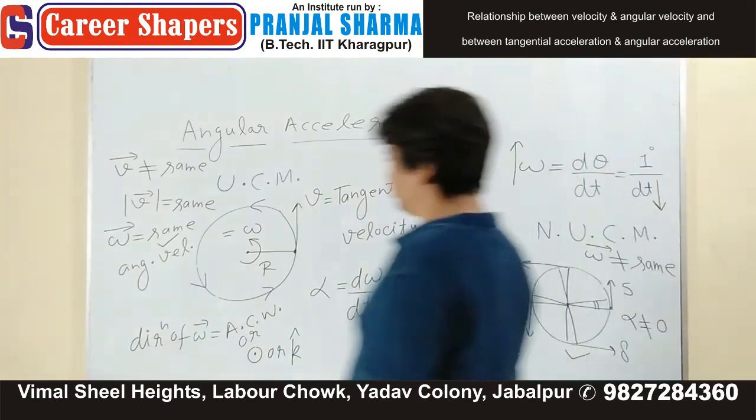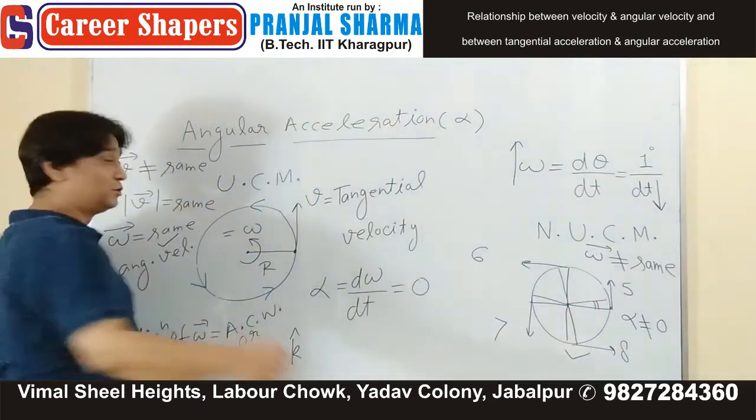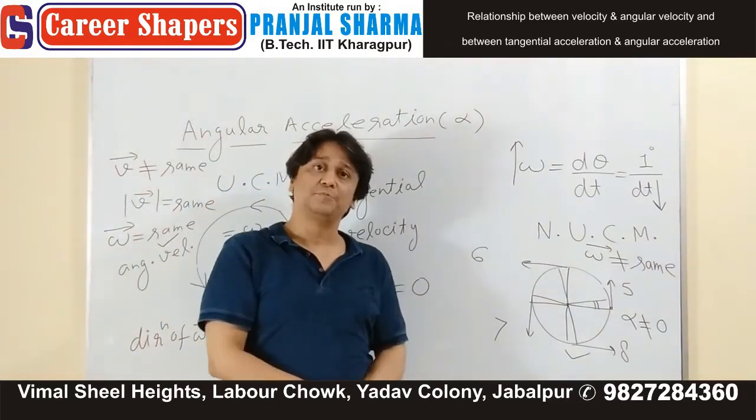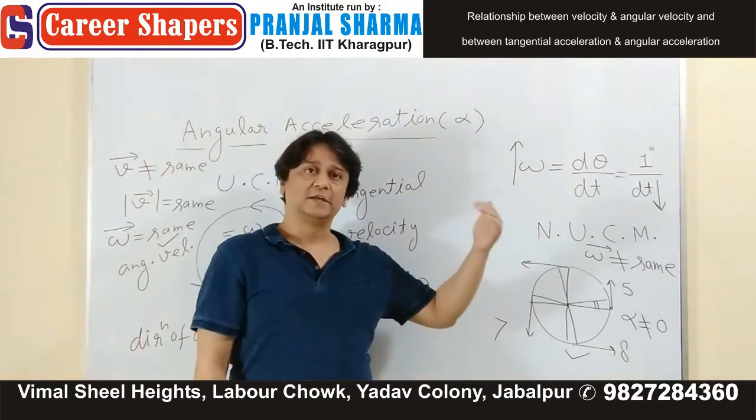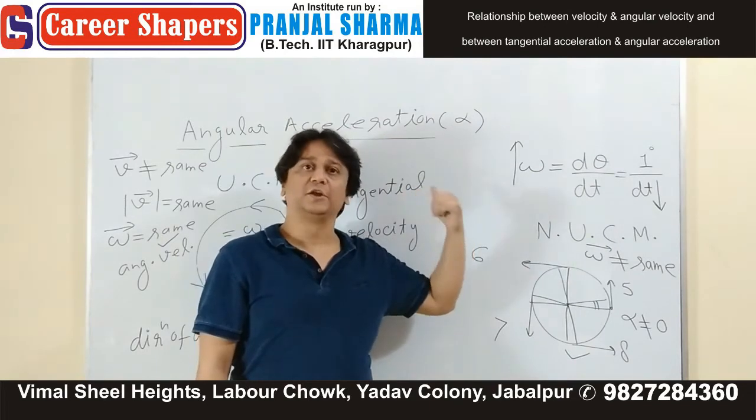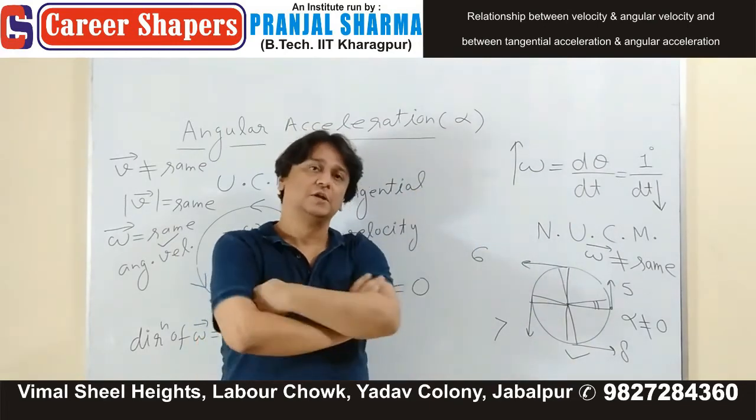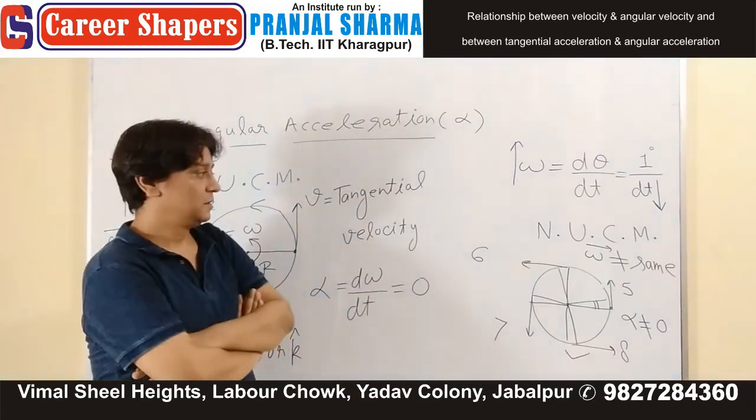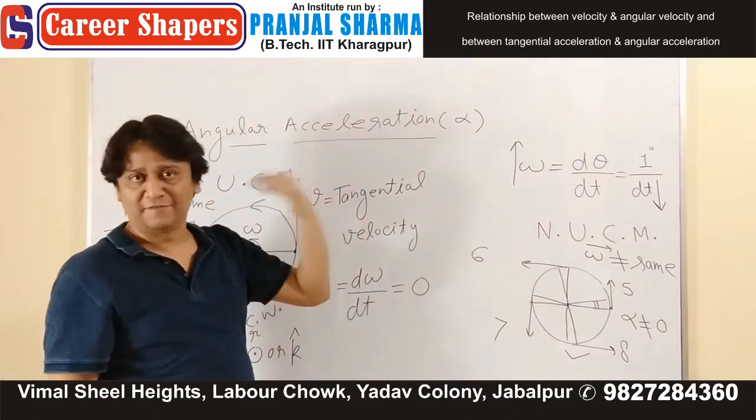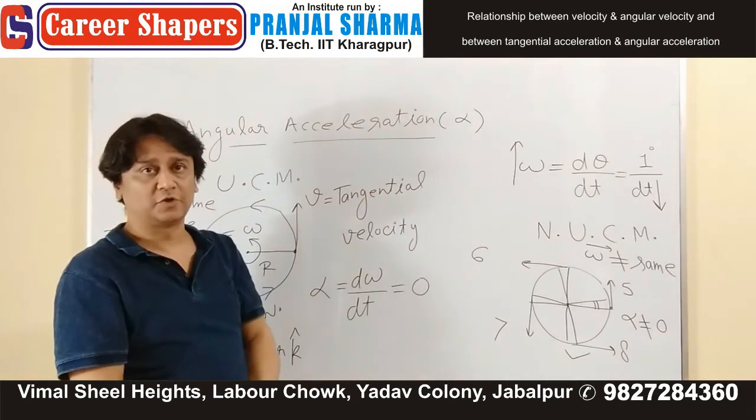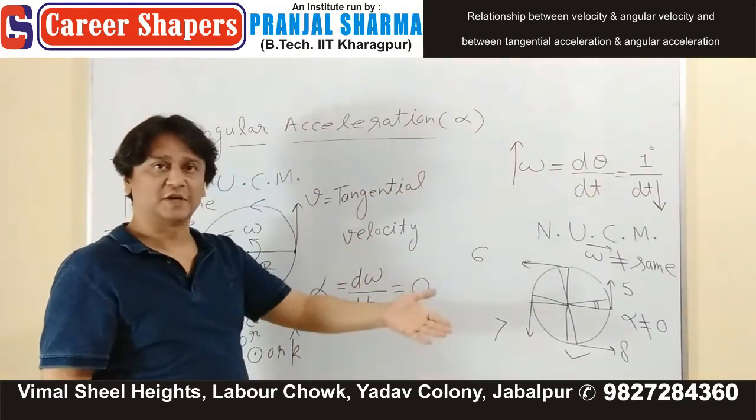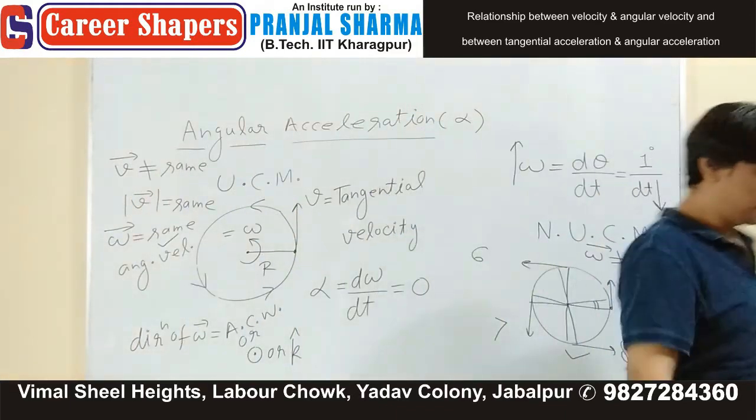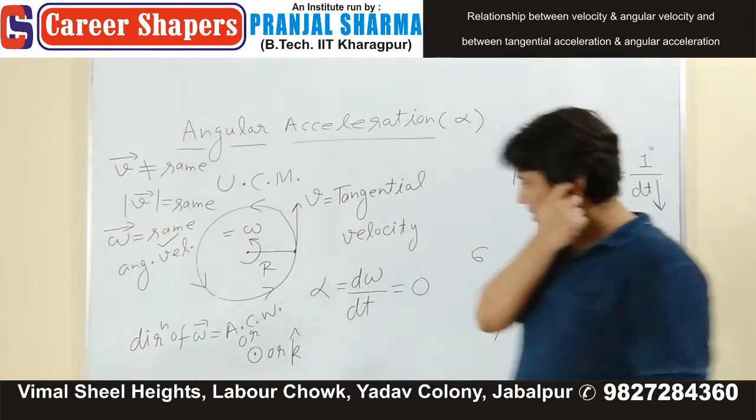And then when you switch it off, alpha is again present because it is present in the form of angular retardation. It is decreasing the angular velocity. So with a simple fan, you can take all three parts of alpha. Alpha is present, alpha is 0, and alpha is present in the form of angular retardation. Let's discuss this angular retardation part.